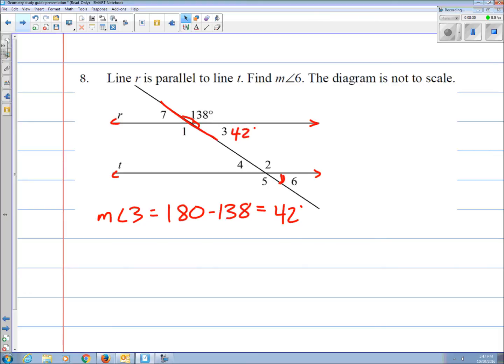And now I know the measure of angle 3 and the measure of angle 6 are called corresponding angles. And we know that corresponding angles are congruent, and congruent angles have equal measures. So that means whatever the measure of angle 3 is, the measure of angle 6 is also that. So the measure of angle 3 is 42 degrees, then the measure of angle 6 must be 42 degrees.